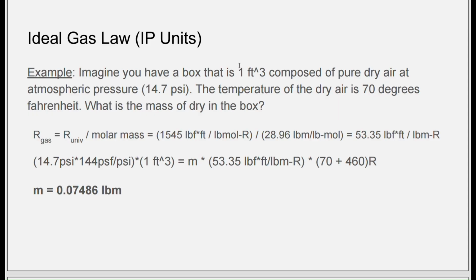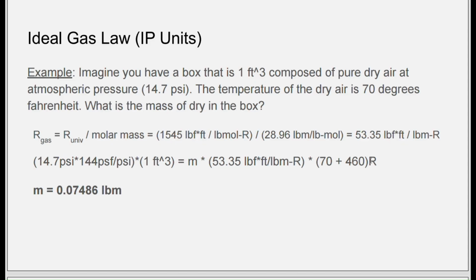Quick example, if you've got a box that's a cubic foot in volume and you're at atmospheric pressure inside that box, the temperature is 70 degrees in there, how do you find the mass of air in that box? Simply do your ideal gas law, so PV equals MRT. P is going to be in pounds per square foot, so take your PSI and multiply by 144 to get into pounds per square foot, times cubic feet equals mass, which is what we're trying to solve for, times specific gas constant for dry air, which is R, times T.